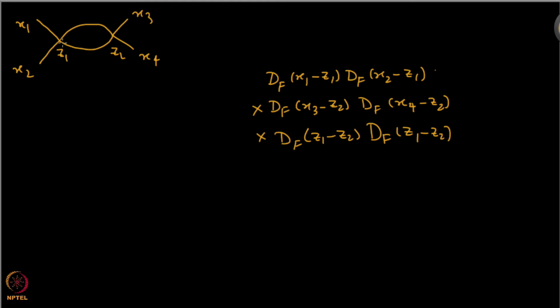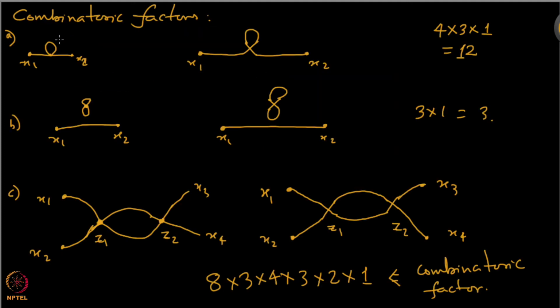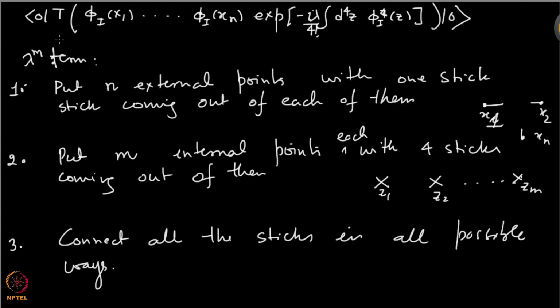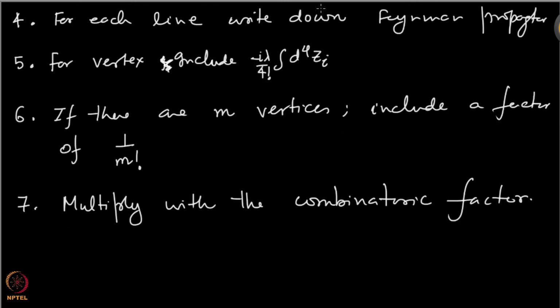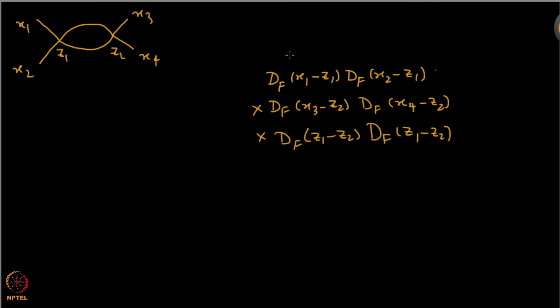For each vertex I have to do an integral, and each vertex comes with a factor of minus i lambda over 4 factorial. Let's go back and see here: minus i lambda over 4 factorial times an integration over the internal spacetime point. Okay, so let's write that down. You have two factors of this, so you get minus i lambda over 4 factorial, squared, d4 z1 d4 z2. Okay, so this is the integral.